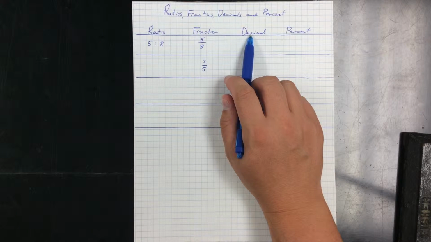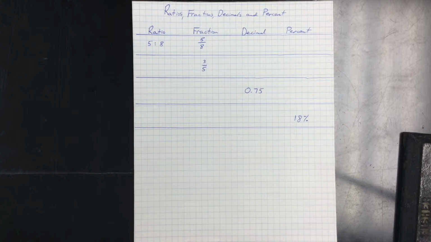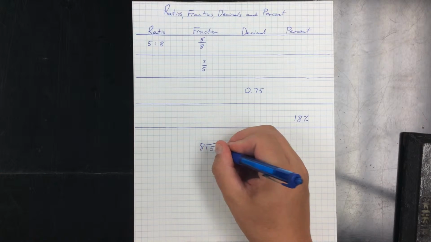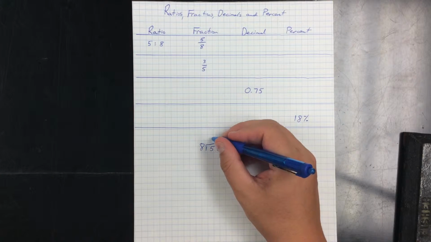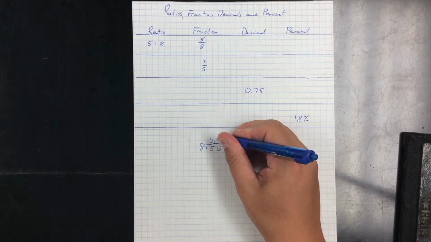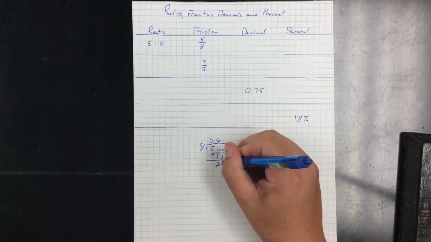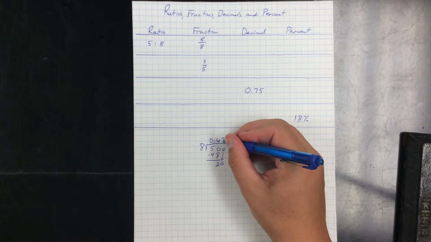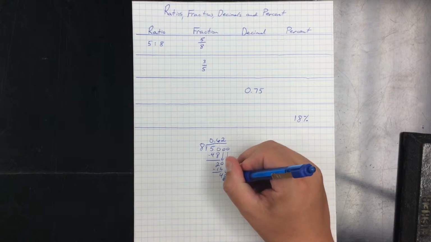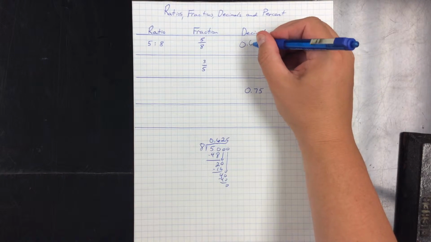As a decimal, okay, so this 8 does not go nicely into 10, into 100, into 1,000. So we do a really quick, how many times does 8 go into 5? Doesn't go in at all. 8 times 6 is 48. 2 left over. 16, 4 left over. That's going to be a 5. So the decimal is 0.625.